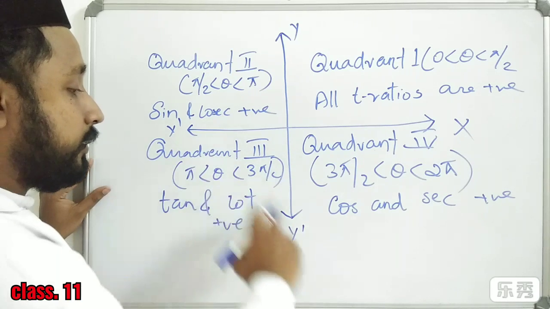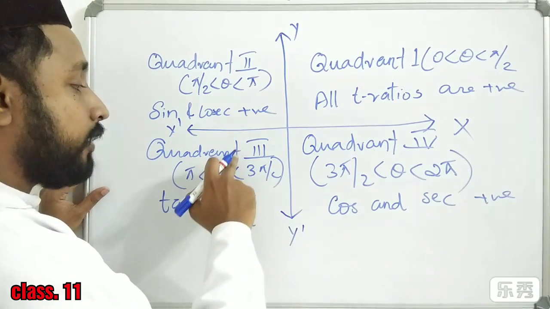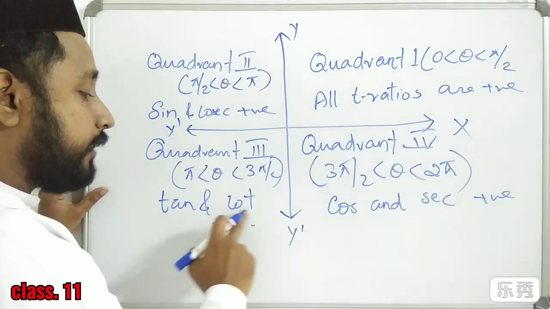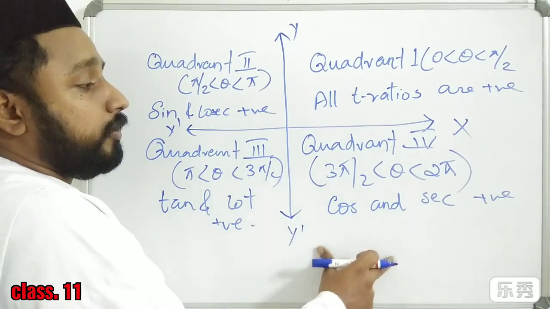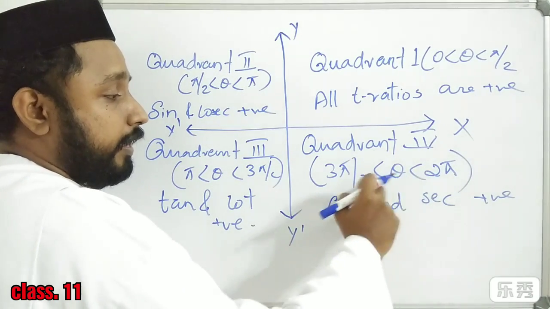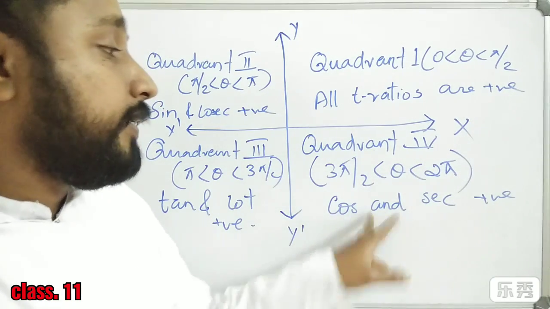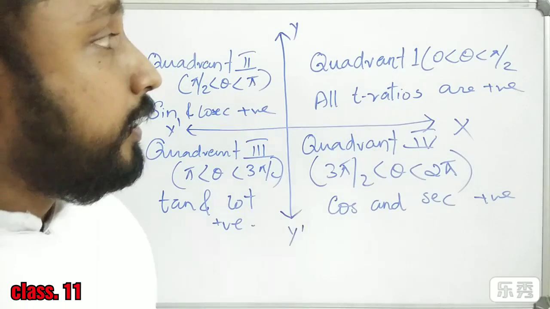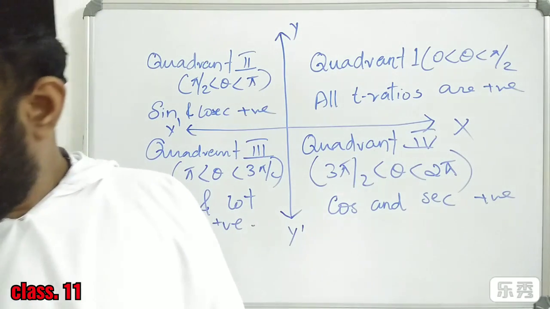Pi and 3 pi by 2. Theta is between pi and 3 pi by 2, quadrant number 3. Tan and cot are positive. And fourth quadrant, 3 pi by 2 to 2 pi. In these angles, theta lies, and cos and sec are positive. These are the signs of trigonometric ratios in 4 quadrants.